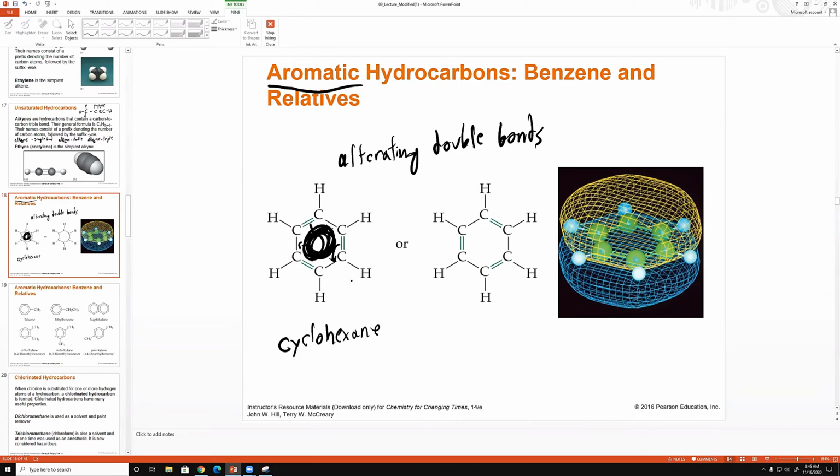But anyway, it's kind of like a cyclohexane, but it's not. And this one's called benzene. Benzene is the key, the hallmark aromatic hydrocarbon. So it's like a cyclohexane, kind of 6 carbons, and then you have alternating double bonds. That's a benzene.